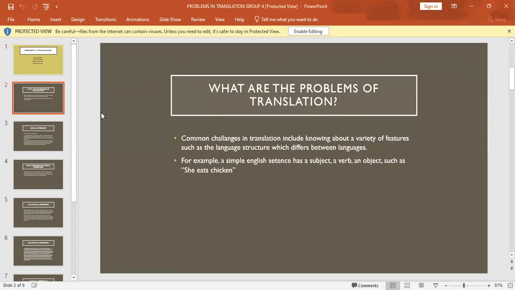Okay, first of all, what are the problems of translation? Common challenges in translation include knowing about a variety of features such as the language structure, which differs between languages. For example, a simple English sentence has a subject, a verb, and an object, such as "she eats chicken."